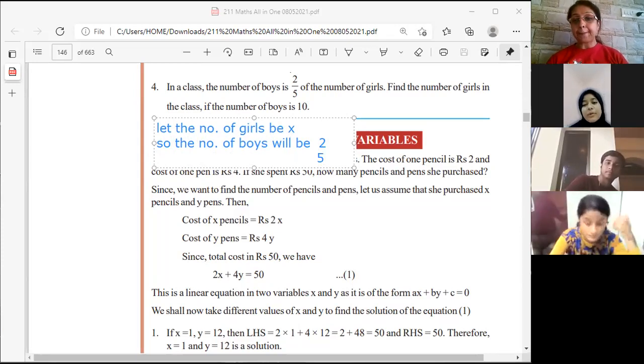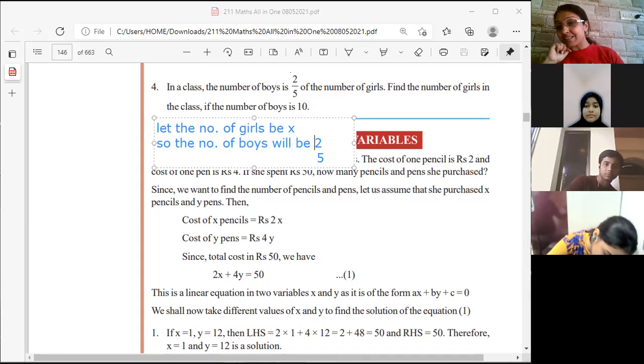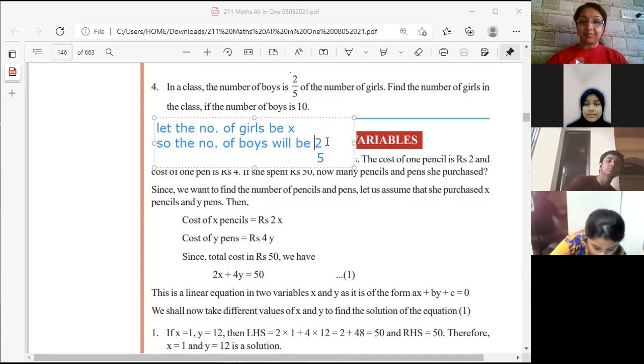No, teacher. Why should we put X? Because it is 2 by 5 of the number of girls. That is why I took girls as X. So 2 by 5 of X, so 2 by 5x. Do you understand why we will take that X? Fraction of 2 by 5 of what? Of girls. So it will be 2 by 5x.